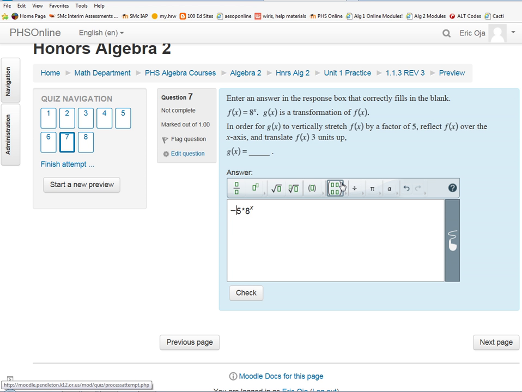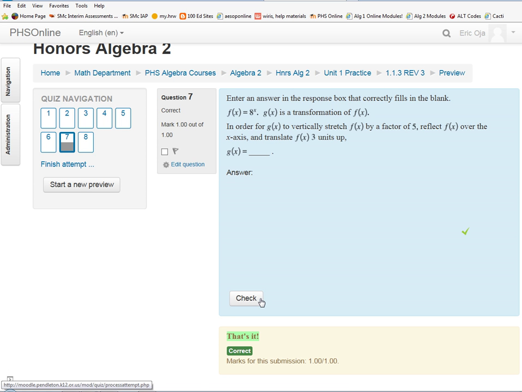And if we want to translate it 3 units up, Ellie, what am I going to do to translate the whole thing 3 units up? +3. Okay, good. I'd like all phones and things like that to be put away, please. Okay, make sense? Okay.